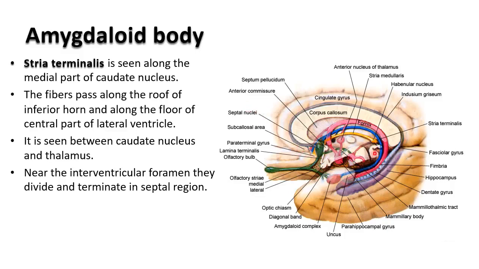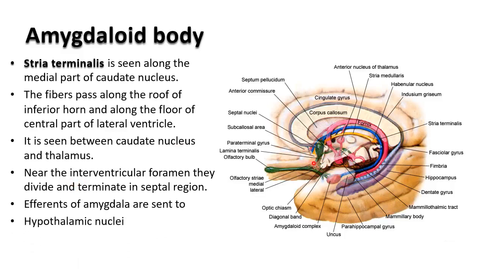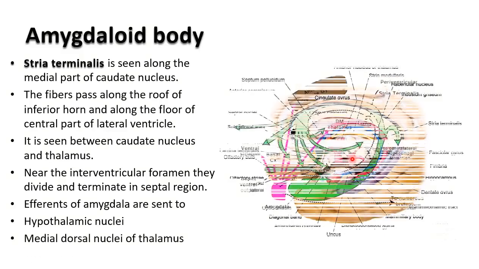So that is the stria terminalis forming the main efferent pathway of your amygdala. And here it is closely related to the fornix. Okay, so the efferents of the amygdala are sent to the hypothalamic nucleus. So one, from the amygdala they project to the hypothalamic nucleus. Then where all does it project, apart from the hypothalamic nucleus? To the medial dorsal nucleus of the thalamus.